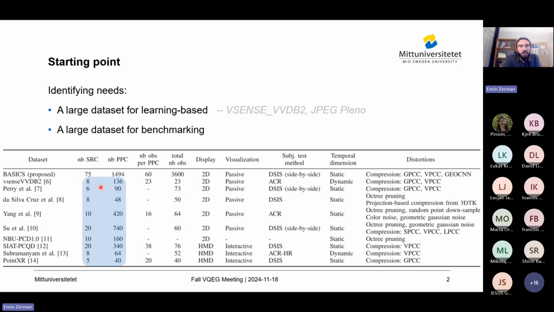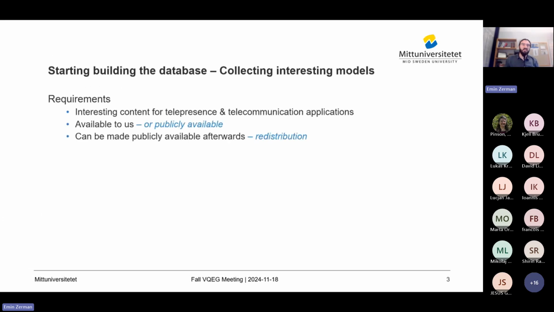When checking the number of reference SRCs or the number of processed point clouds, etc., we can say that the numbers are not as high as we expected them to be. Perhaps some of them are higher on the processed point cloud end, but the source point cloud numbers are not that high. So this was the starting point and the basic motivation.